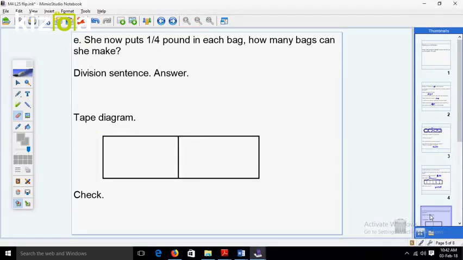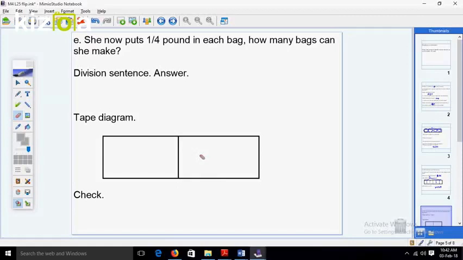All right. So go ahead. This is going to be your quiz question. So Christina still has 2 pounds of pecans. She still bought 2 pounds. Now she wants to put 1/4 in each bag. So you can go ahead and use your tape diagram to help you solve.